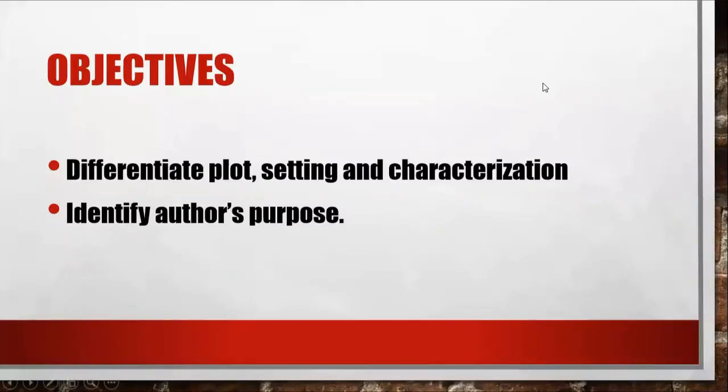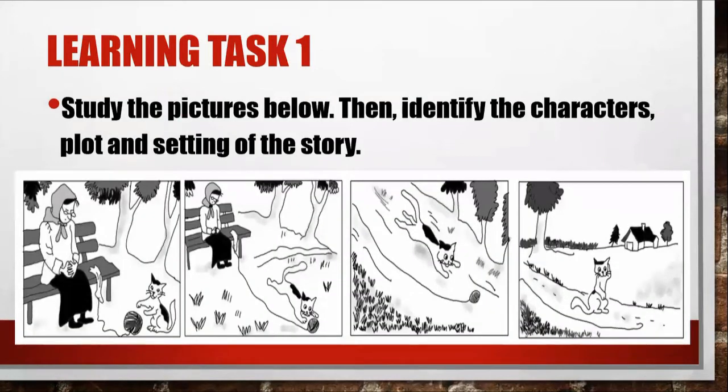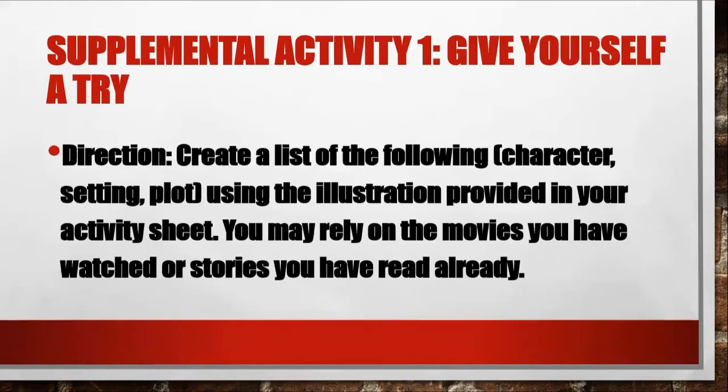Here are the objectives of this lesson. Differentiate plot, setting, and characterization. Identify author's purpose. Learning task number 1. Study the pictures below, then identify the characters, plot, and setting of the story. Analyze who are the characters in the pictures that you have seen, and tell where is the setting of the story, and then you have to give the plot of this story.